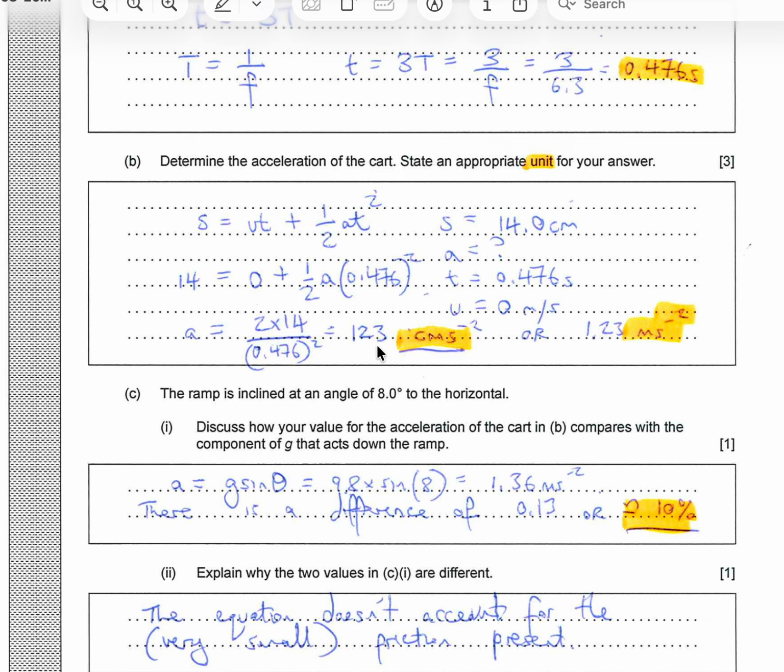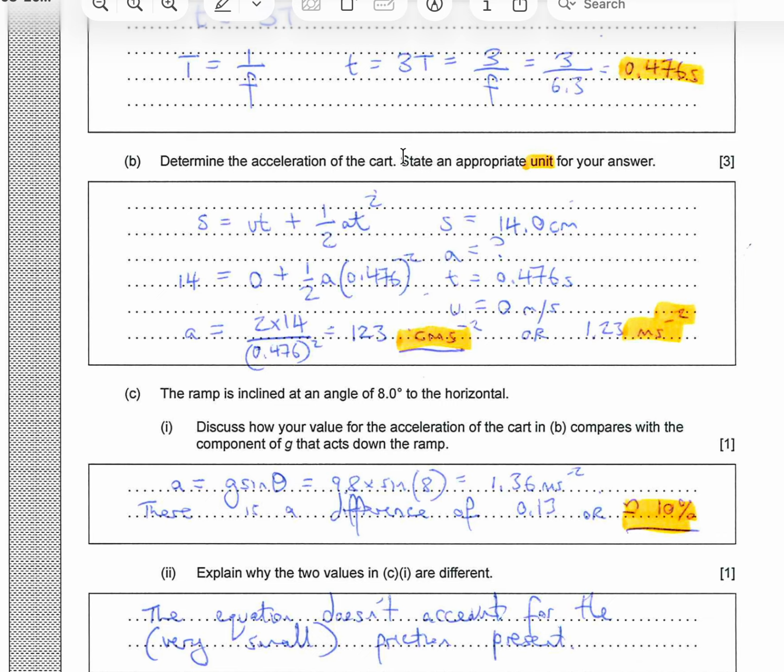This gives me 123. Now this is where the units come in. I've kept this in centimetres because that's what I wanted to do. It doesn't say that I have to use any particular units, but I have to make sure I write it down. So it's centimetres per second squared. You can also write this in metres per second squared, by dividing by 100 to go from centimetres to metres. That's 1.23 metres per second squared. So it can be either answer here.